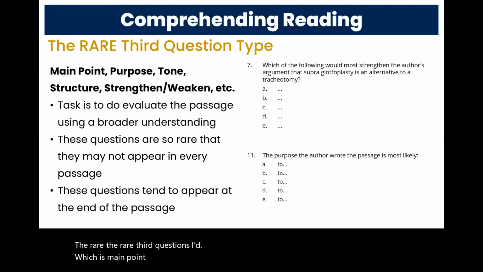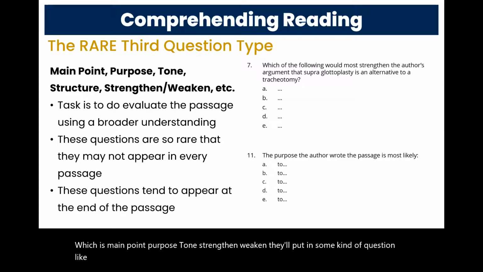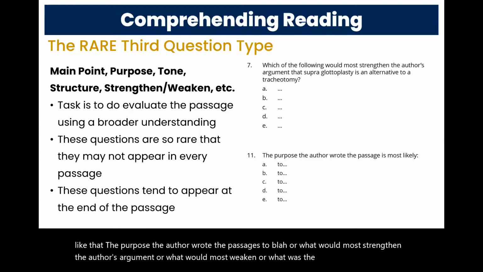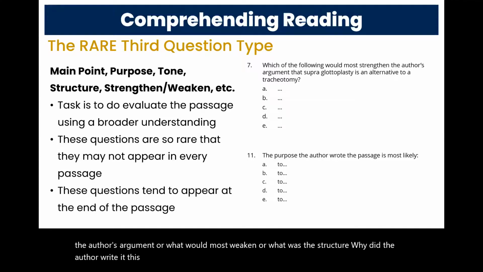tone, strengthen, weaken. They'll put in some kind of question like that. The purpose the author wrote the passage is to blah, or what would most strengthen the author's argument, or what would most weaken, or what was the structure? Why did the author write it this way? All those kind of harder core reading comp questions, they really only will have one or two in any given passage if they have any at all.